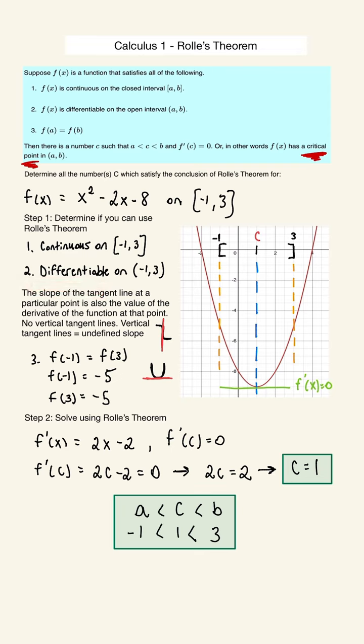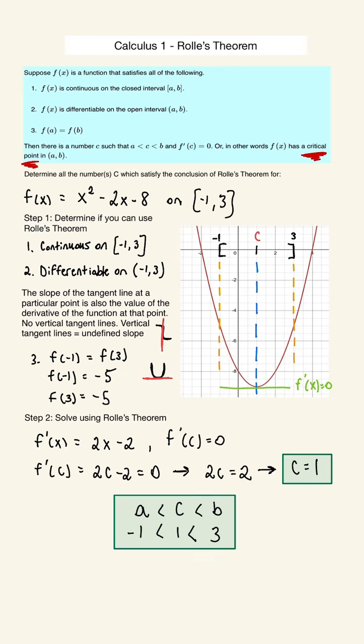Basically, what that's looking for is just determining if there are any vertical tangent lines, because if we have a vertical tangent line, then we have an undefined slope. And we can see that there are no vertical tangent lines on our graph. The next condition is we want to verify that f(a), which is f(-1), is equal to f(b), which is f(3). You can see that when we plug -1 in for x, we get -5, and when we plug in 3 for x, we get -5 as well. So all three of these conditions are satisfied, so we can use Rolle's theorem and solve this.